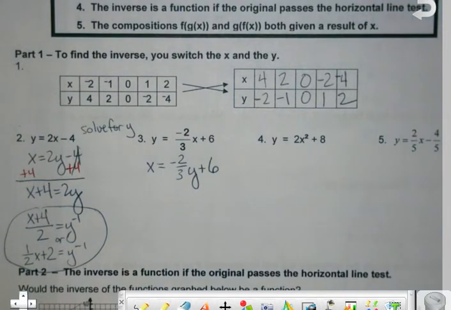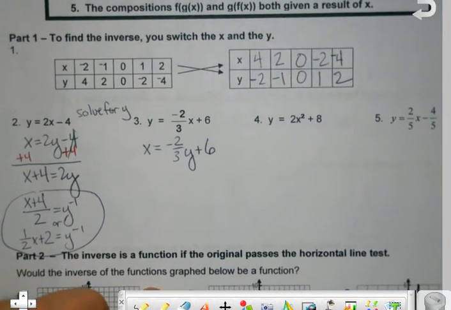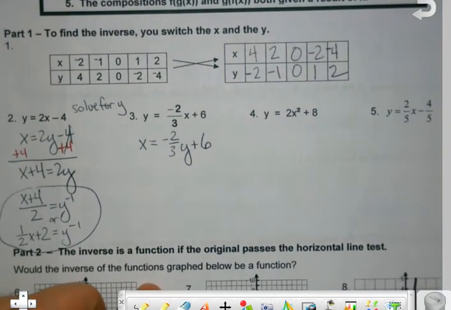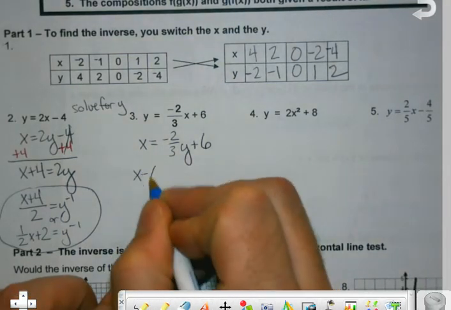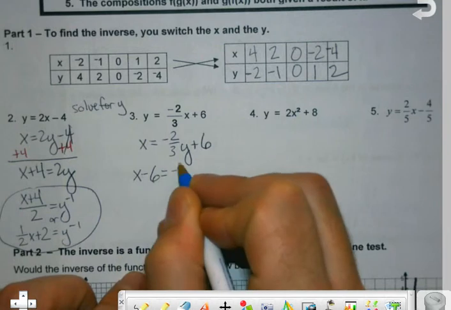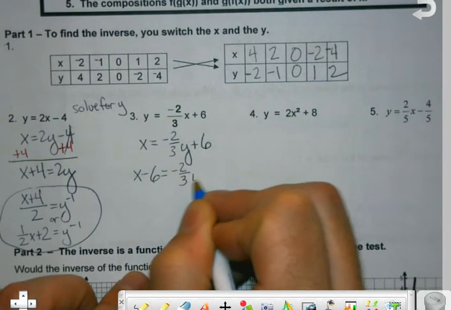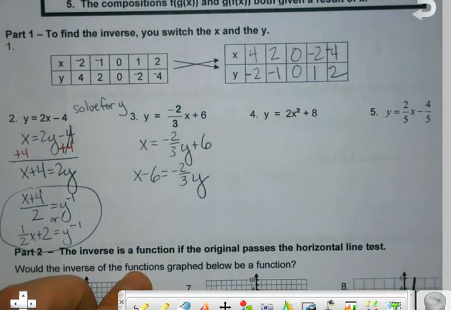And start working on solving for y. What do I have to do first this time? Track 6. Good job. Because that's going to make it a whole lot easier than dealing with the fraction first here. And we'll see how fancy some of you get.